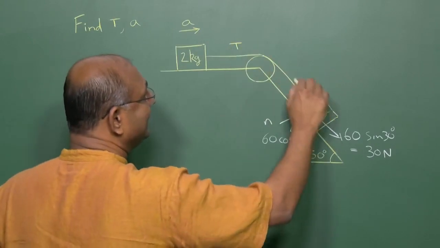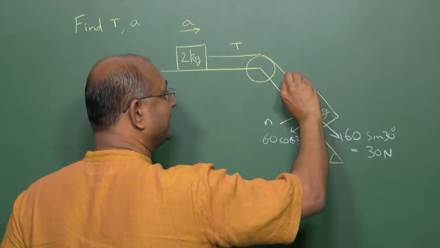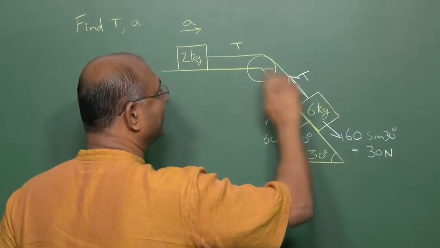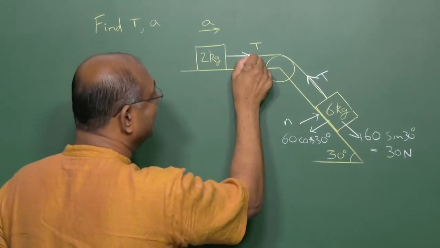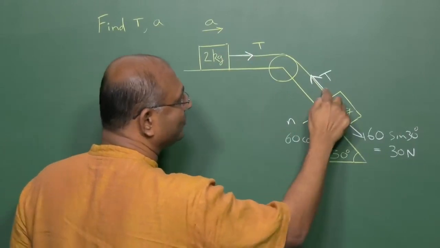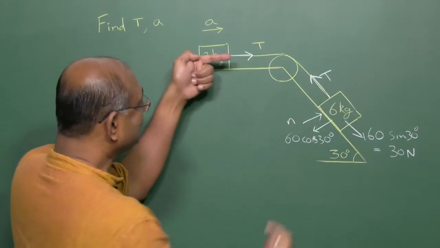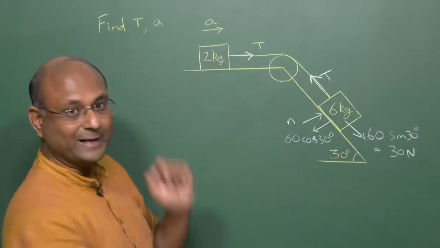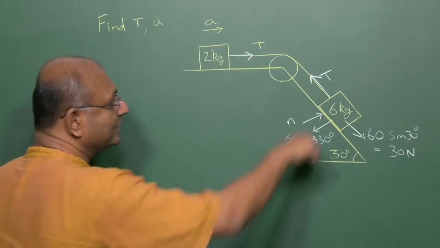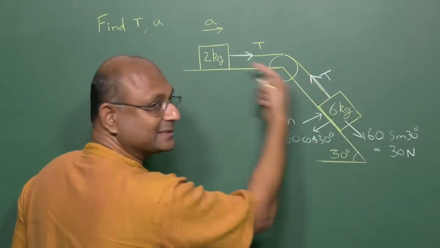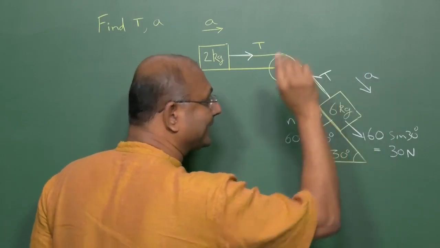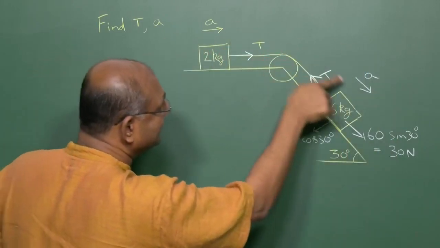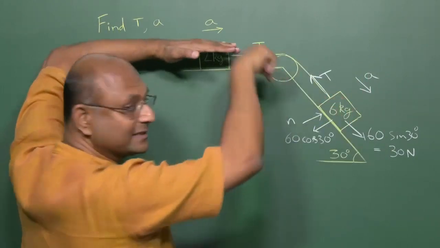There is a T. That means there is a force like this which is equal to T because the tension is the same on both sides of the rope. There is a force T on this object. There is a force T on that. But the direction, it's a pulling force, so it's going to be like that. Right? Now this force is 30. This force is T. You know that this fellow is going to accelerate down like that. This acceleration is A. This acceleration is A.